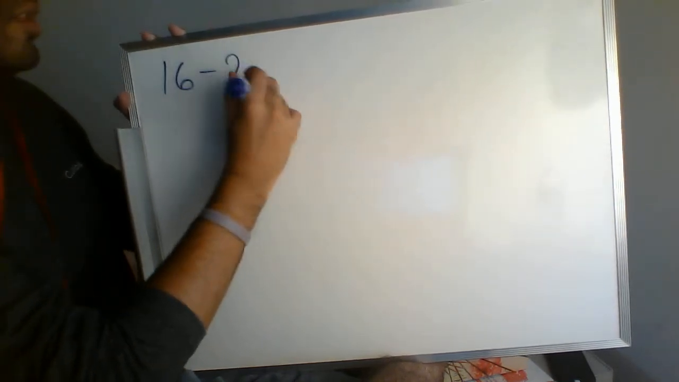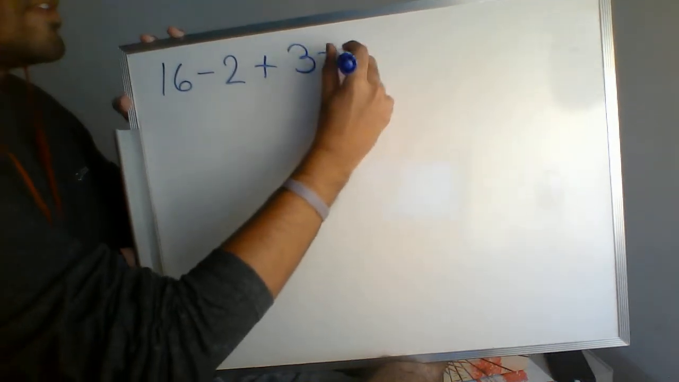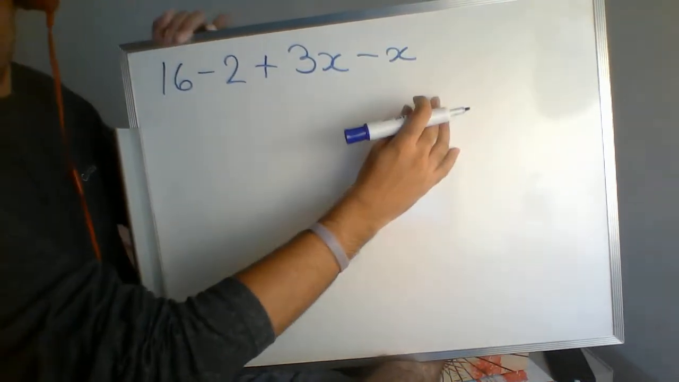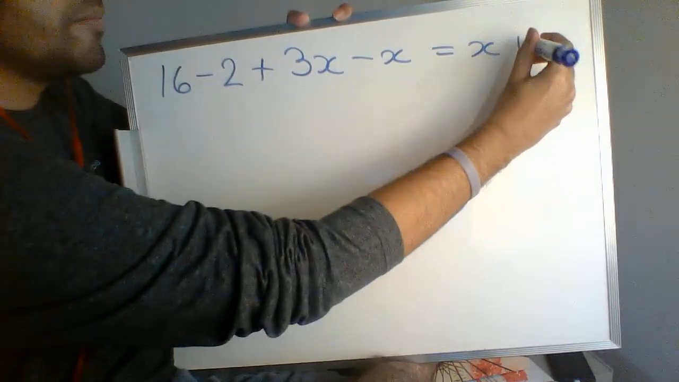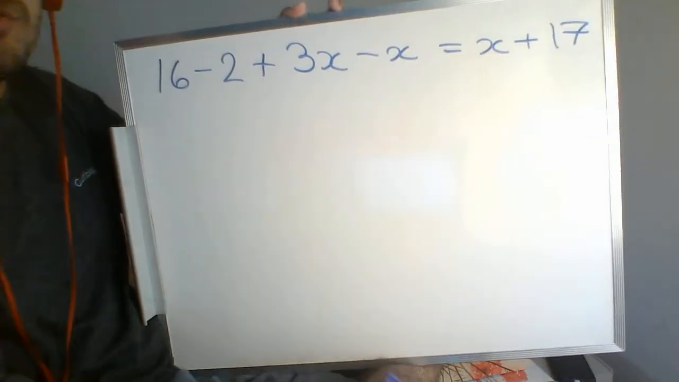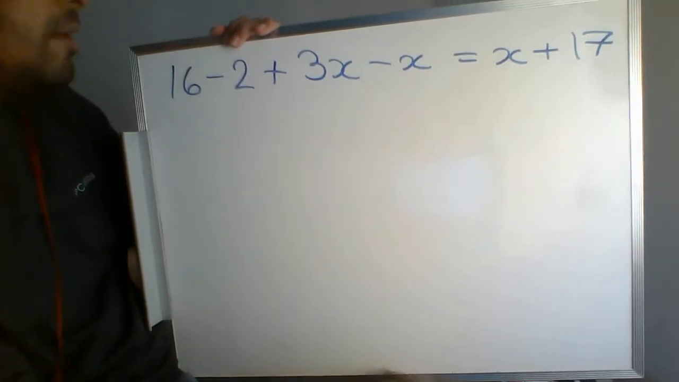This one is, again, not really harder. I've just added a couple more terms and some subtraction mixed in with addition. But it's the same sort of level of complexity as the one we just did. So we've got 16 minus 2 plus 3x minus x is equal to x plus 17. So a whole bunch of terms this time. So more terms than we've been dealing with thus far.